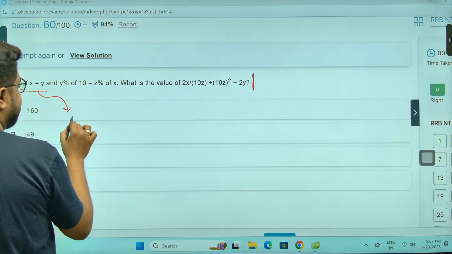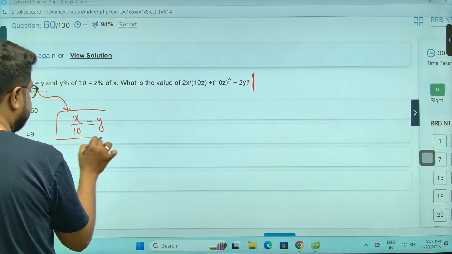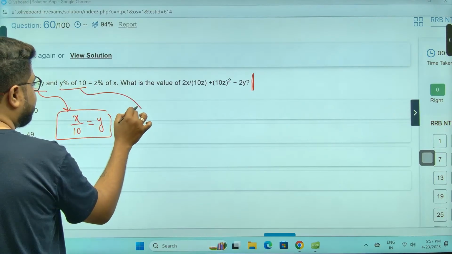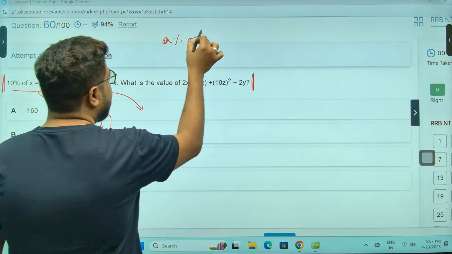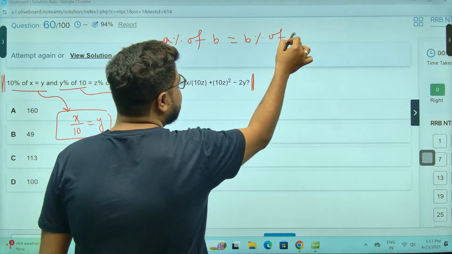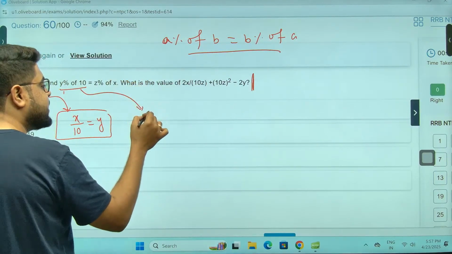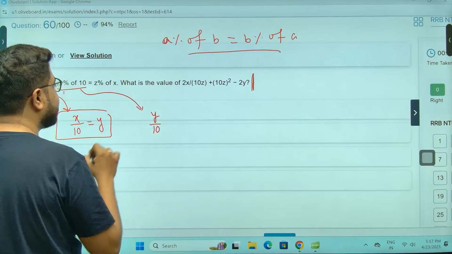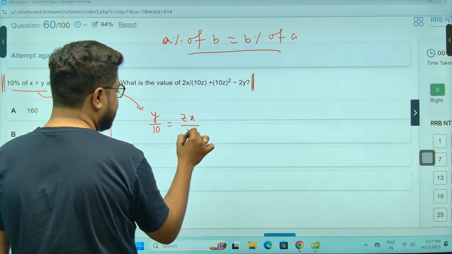10% of x, that means x by 10. That is equal to y, sir. This is given. Y percent of 10. Again, sir, we know A percent of B is equal to B percent of A. So meaning I can change this. Y percent of 10 means 10% of Y, meaning Y by 10. That is Z percent of X, ZX by 100.